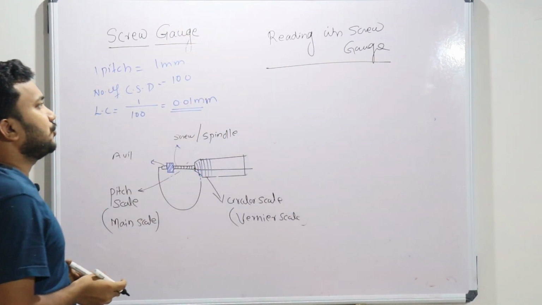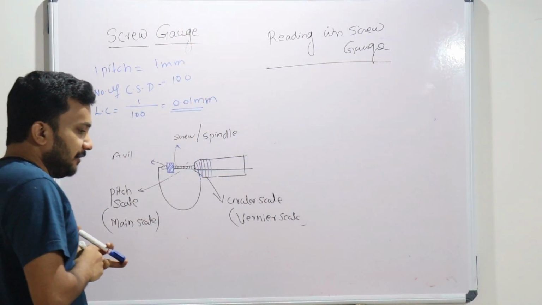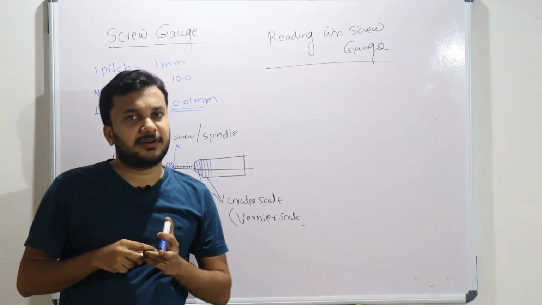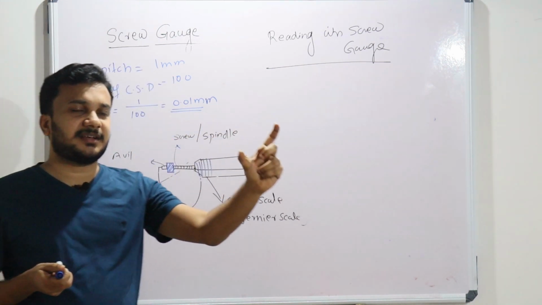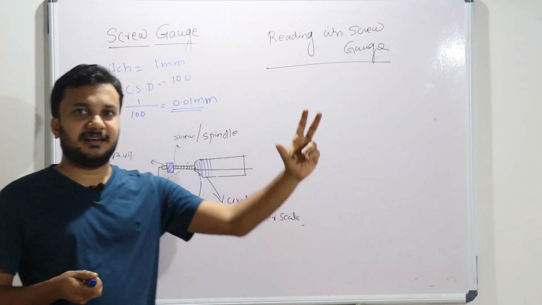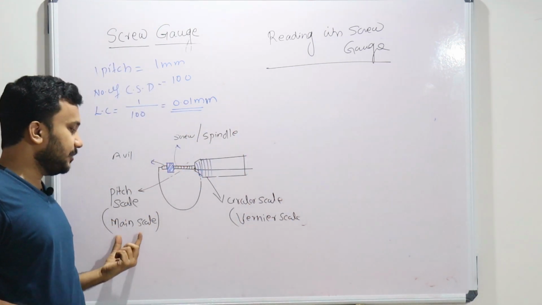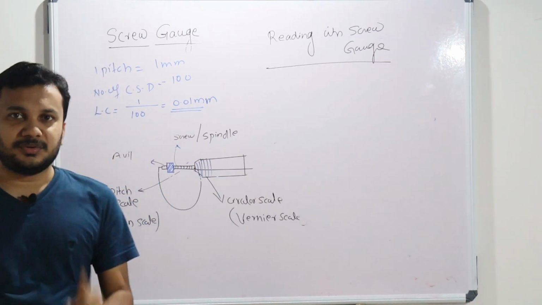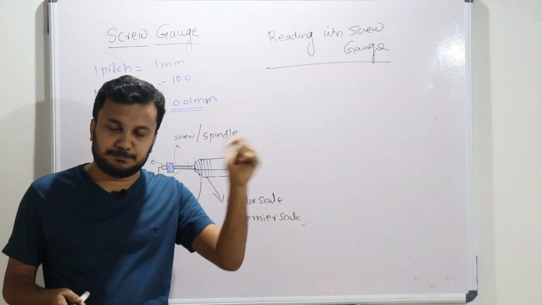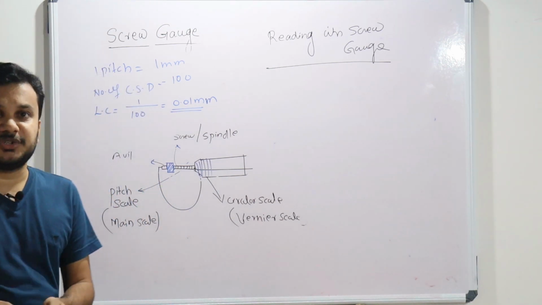Reading with respect to the screw gauge. How will we read it? Do you remember how we read it in the vernier caliper? We read it with the help of MSR, main scale reading, plus vernier scale reading. Here, instead of the main scale, what is coming? The pitch scale. Main scale reading plus least count into number of divisions in the vernier scale.